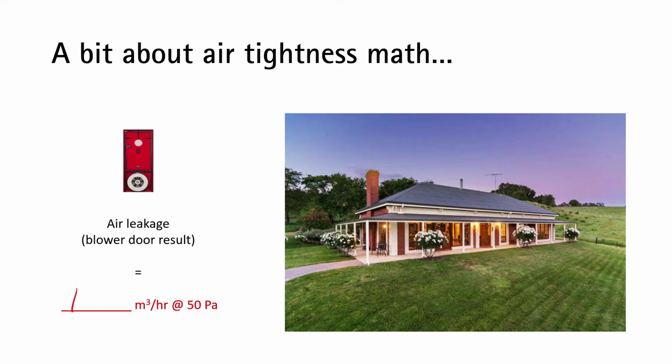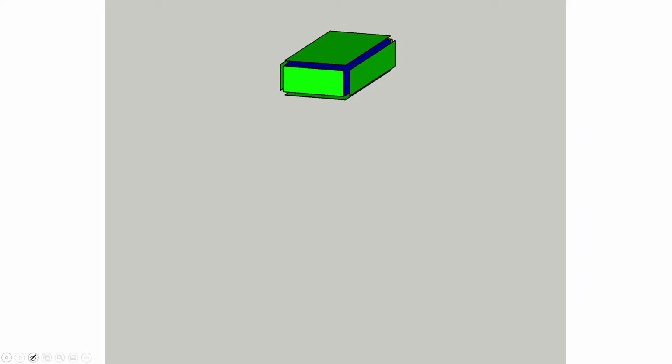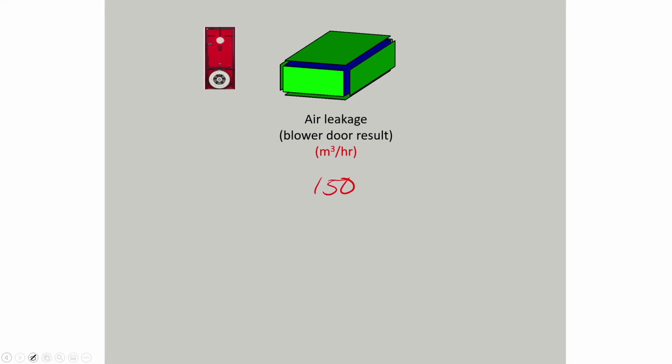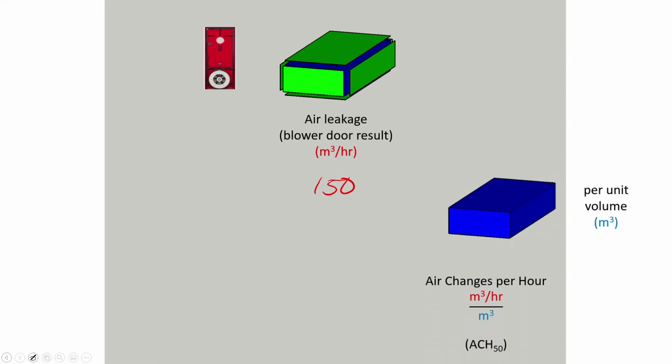It's 150 cubic meters per hour of air leakage going through the fan at 50 pascals. So how do you compare that? Is that good or bad? Well, if you take that blower door leakage number, 150 cubic meters per hour, and you divide that by the volume, say there's 300 cubic meters in this house, 150 cubic meters per hour per 300 cubic meters of volume is an air change rate of 0.5 ACH50.